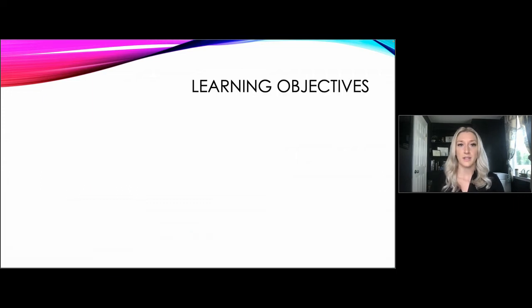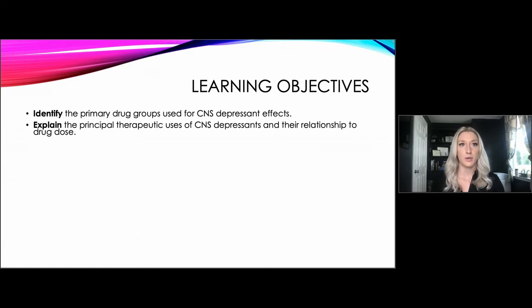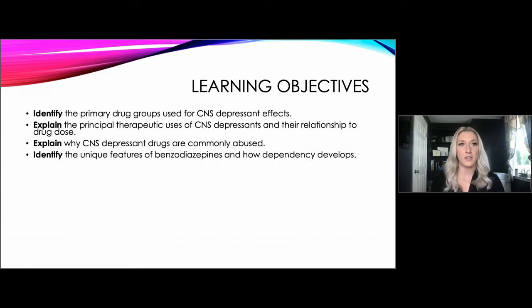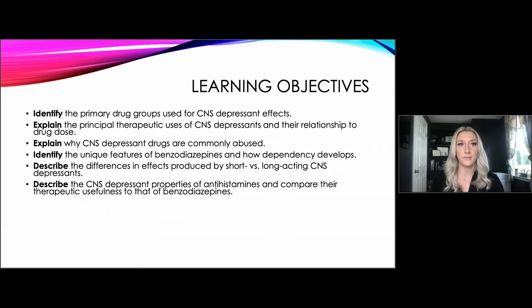So the learning objectives for this lesson are that by the end, you should be able to identify the primary drug groups used for CNS depressant effects, explain the principal therapeutic uses of CNS depressants and their relationship to drug dose, explain why CNS depressant drugs are commonly abused, identify the unique features of benzodiazepines and how dependency develops, describe the differences in effects produced by short versus long-acting CNS depressants, describe the CNS depressant properties of antihistamines, and compare their therapeutic usefulness to that of benzodiazepines.